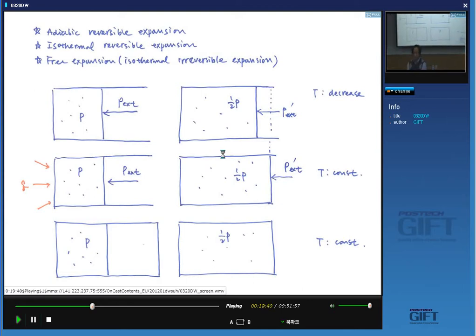So homework 2 is to evaluate the final volume of the gas when it goes through adiabatic reversible expansion in this case. It needs some more study on the textbook of thermodynamics. Usually, typical textbooks of thermodynamics mostly handle this case, and it will not be that difficult to follow the formulation. But I want you to follow the procedure at once. Okay.